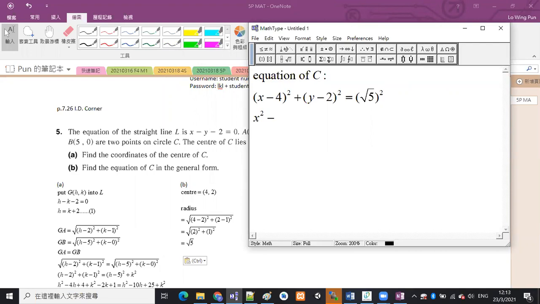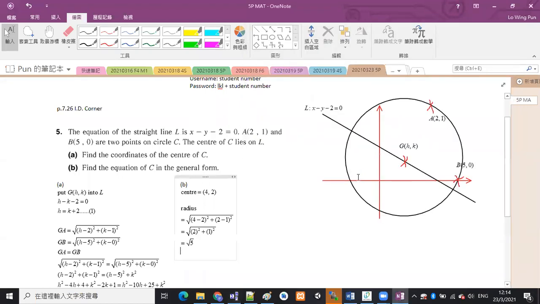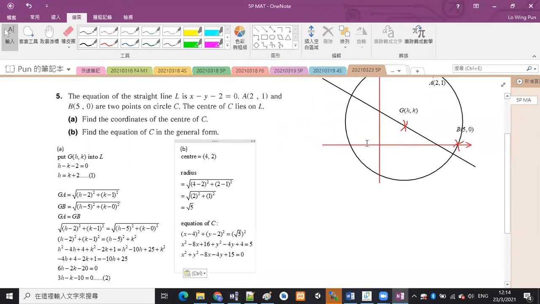So x squared minus 2ab, that is 2 times 4, that is 8x, plus b squared, that is 4 squared, that is 16. And then y squared minus 2 times y times 2, that is 4y, plus 2 squared, that is 4. The right hand side is 5. And then we just arrange the terms in the correct order. So x squared plus y squared minus 8x minus 4y, and then plus 16 plus 4 minus 5 becomes plus 15 equals 0. And that is the answer of part B. Is that okay?